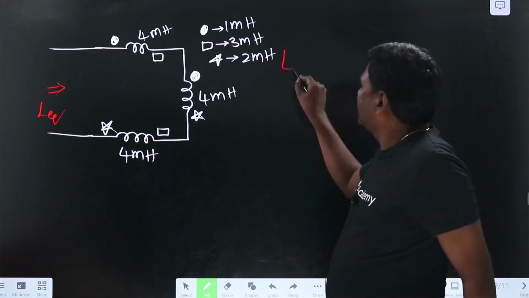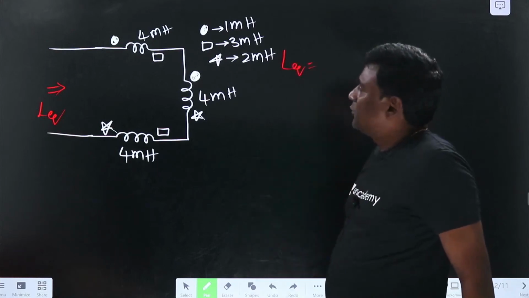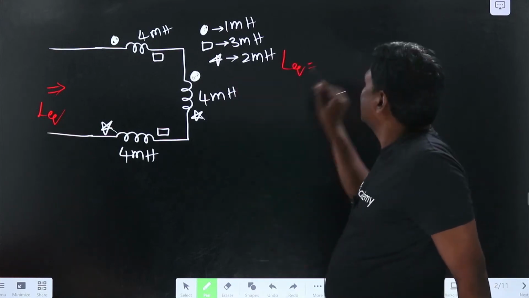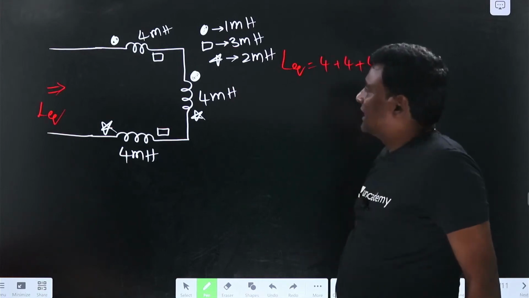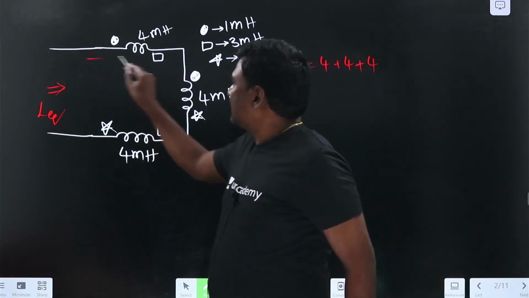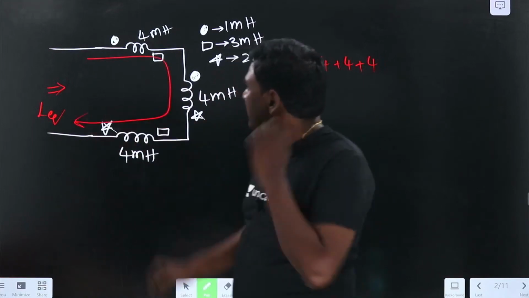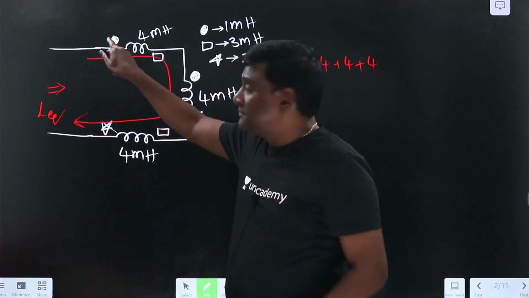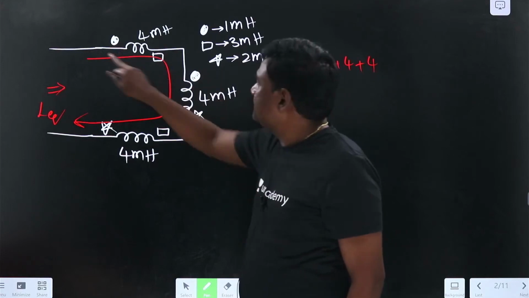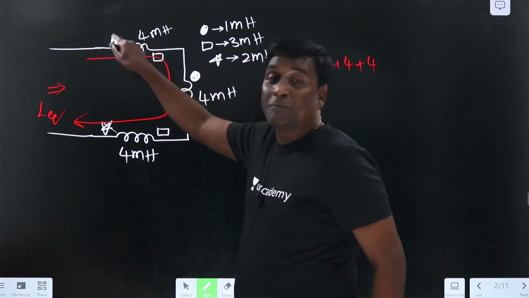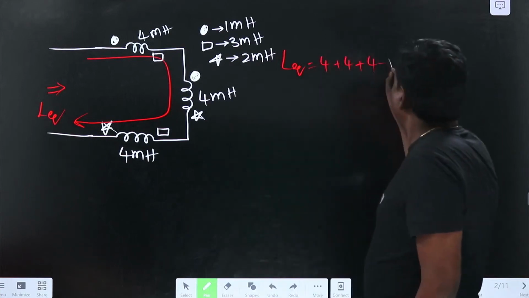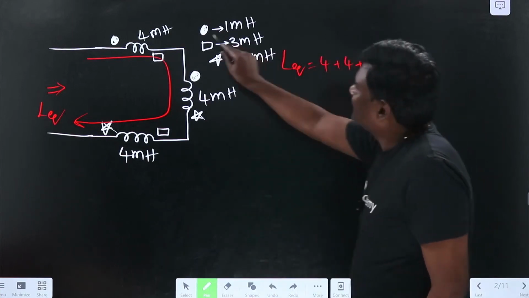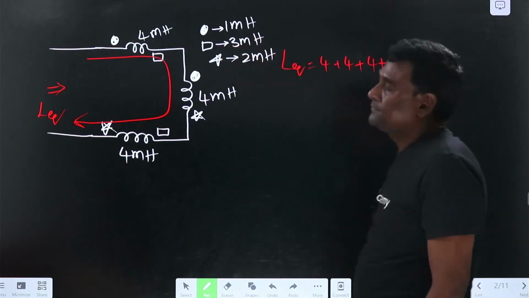So L equivalent is going to be, first of all, 4 plus 4 plus 4. After that, see, my current is entering like this, right? So current is entering into this dot, okay? So this and this with respect to the circle are connected in aiding. So plus 2 into circle, which is 1 millihenry.